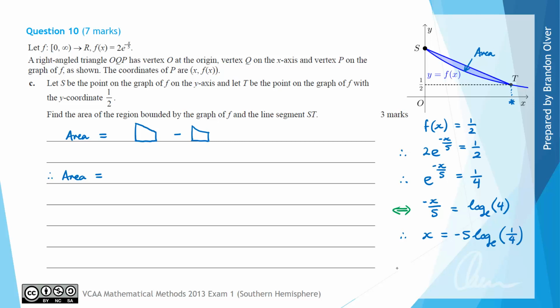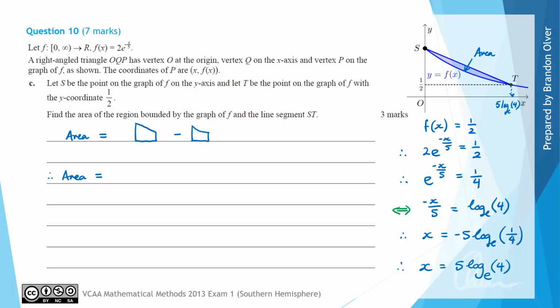Using one more log property, we can write this as x is equal to positive 5 by taking the negative up as the power. So we can do this as positive 5 times log e of the reciprocal of 1/4, which is simply 4. That means that this point here is simply 5 log e of 4.